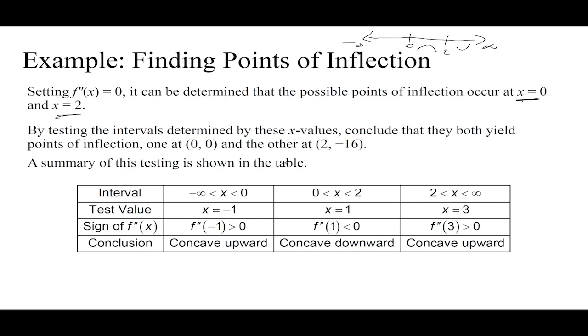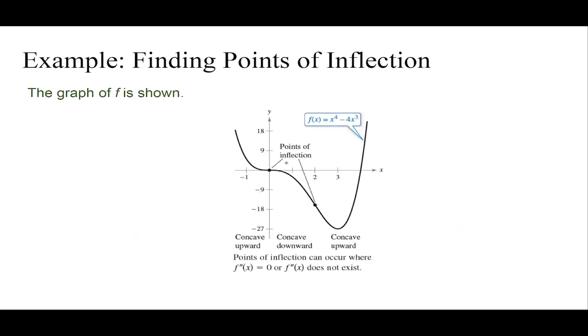Okay. At 0, the value of the function is 0. At 2, the value of the function is -16. So these are the 2 inflection points. If you use some kind of graphing utility or plot the graph of this function, this is what you are going to see. As you can see here, at 0, to the left side, the graph was concave up, and after 0, the graph is concave down. At point 2, to the left of the 2, the graph is concave down, and to the right of the 2, the graph is concave up.